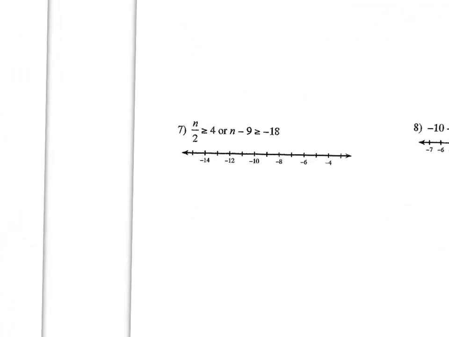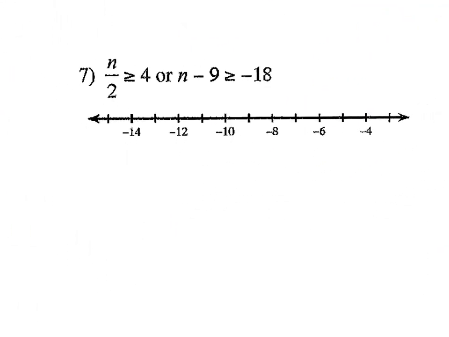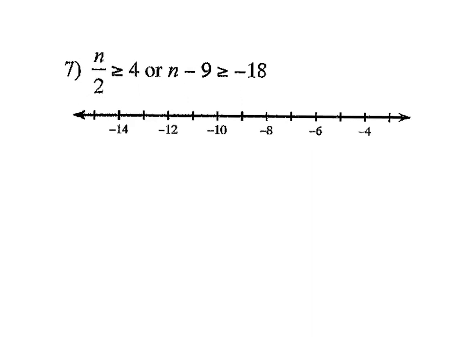All right, let's go down to this next guy. Okay, so on this guy here, I'm going to multiply by 2 on both sides and get n is greater than or equal to 8. On this one, I'm going to add my 9 over and get n is greater than or equal to negative 9. Okay, now when I'm looking at this, take note. These are going in the same direction, so this is going to be a special case. Again, it's an or statement, so we're asking what has shading on it or what's been graphed.